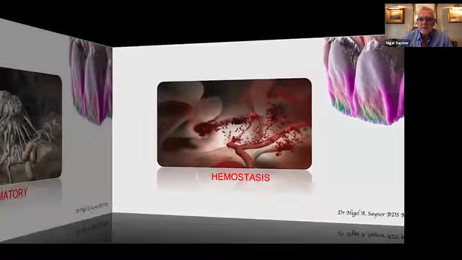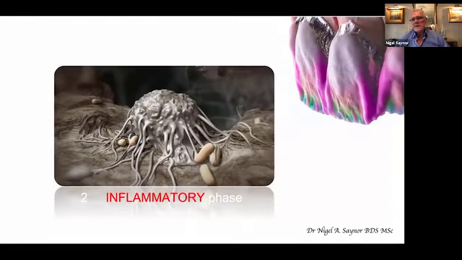Once we've had bleeding into the site, we need the macrophages to come out, and there's a picture of the macrophage, the inflammatory phase to get rid of any bacteria that may be in the site. This is vitally important.